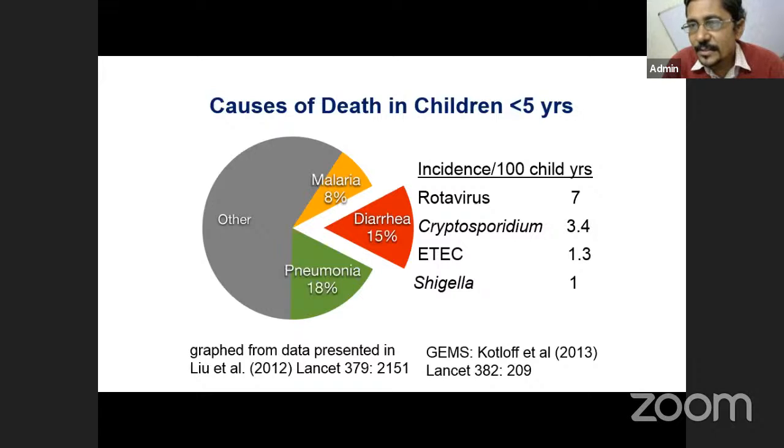Rotavirus causes around 7 deaths per 100 children per year. Cryptosporidium around 3.4. Other parasites are also there, which are also responsible for the death of kids, specifically these pathogen-induced diseases.